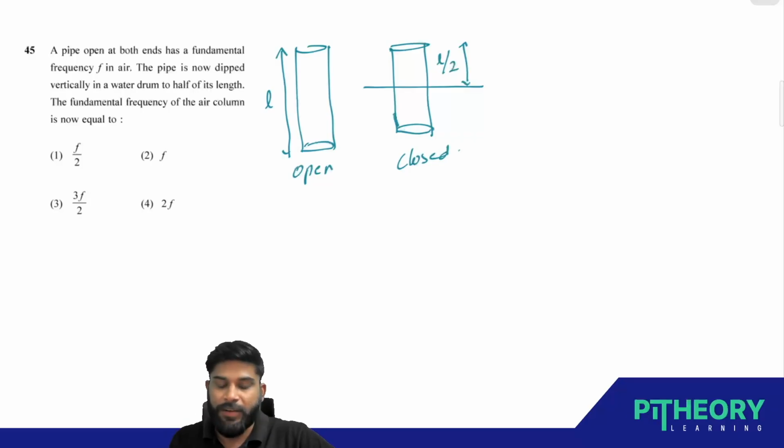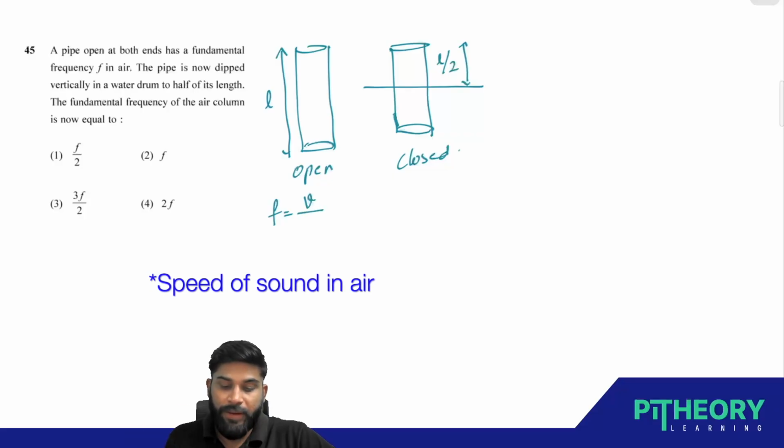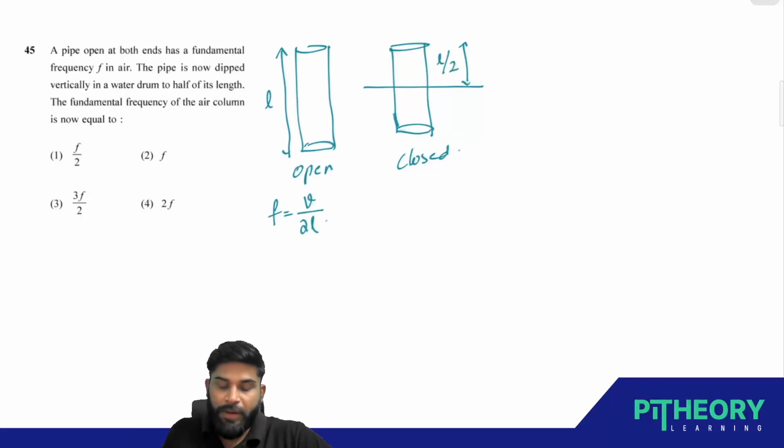What is the relation for fundamental frequency? In the case of open pipe, we have F equal to V by 2L only. But in the case of closed pipe, the fundamental frequency is given by V by 4L, where L is the length. These two L's are different, obviously. While taking it into the problem, we'll just do it in that way.